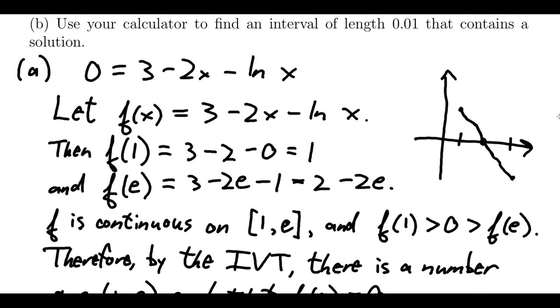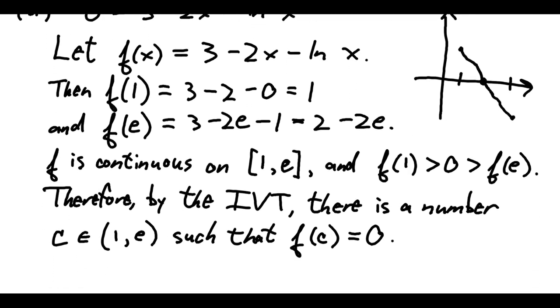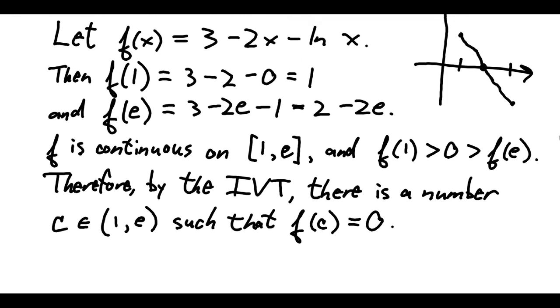Now, part B asks you to use your calculator to find an interval of length 0.01 that contains a solution. We know a solution exists, we just don't know what it is, right? So, with a graphing calculator, you could ask it to just find the 0 of this thing, but that's kind of cheating. And actually, you have to ask yourself the question of how is your graphing calculator even finding that solution? Most of these will ask you for a lower bound and an upper bound, which when you think about it, sounds a lot like what we're doing here, right? We're finding lower and upper bounds on our solution.